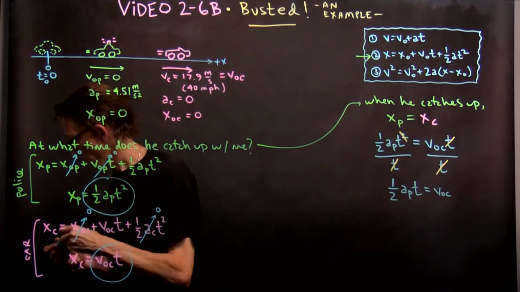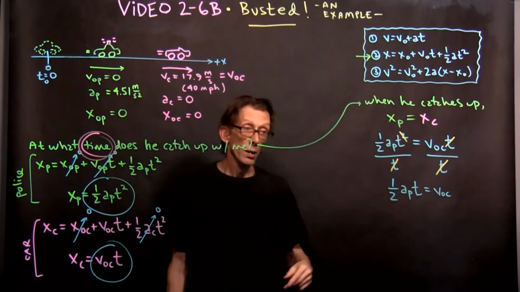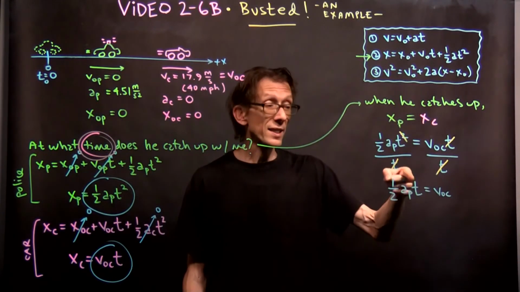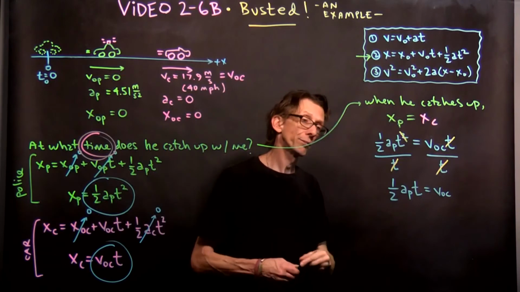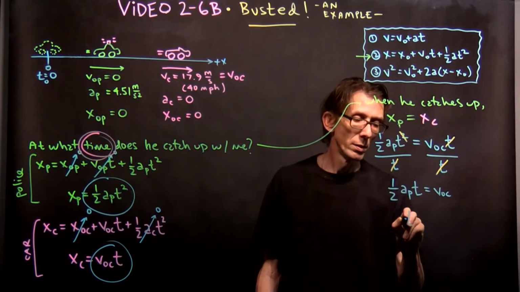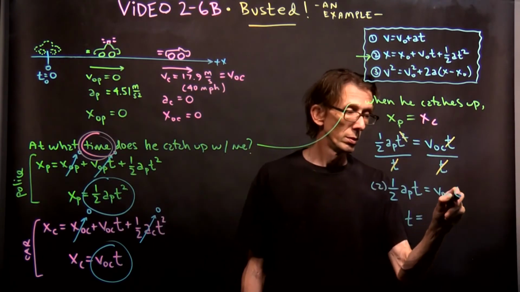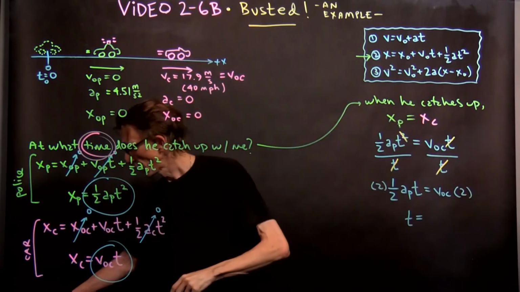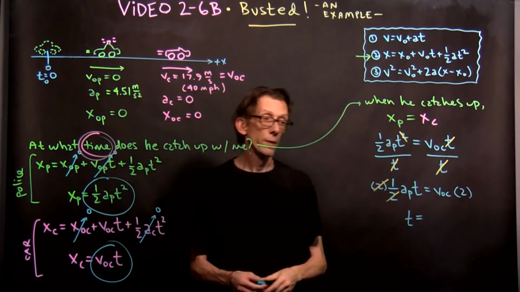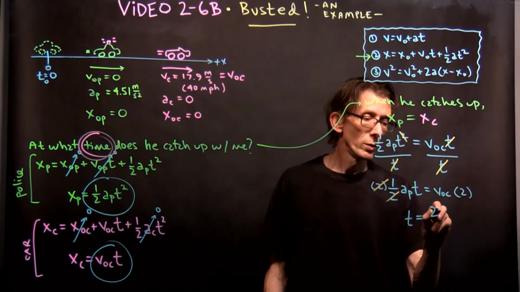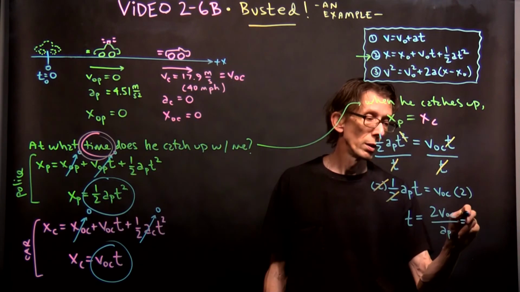Where's the question? At what time? That's what we're looking for, t. We solve this for t, and we'll get the time at which the two locations were equal, when the police officer catches up with me. Multiply both sides by 2, which leads to a cancellation of the 2's on the left-hand side. Then divide both sides by ap, and you get t equals 2 v naught c over ap, but we have numbers for these. We can now plug them in.